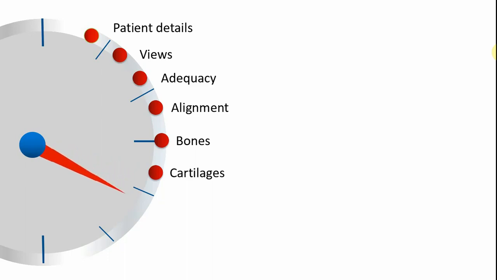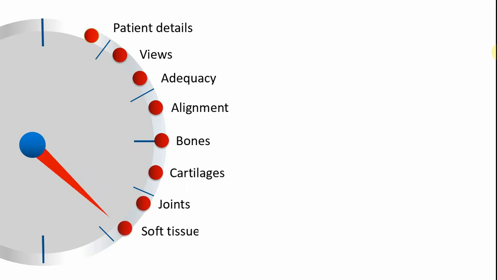And after that we look at the joints, if there is any subluxation or dislocation. We also look at the soft tissues. Does the patient have some subcutaneous emphysema? Is there any foreign body? Is there any other vascular marking? And obviously when we look at any imaging, X-ray or CT scan, we do the synthesis.